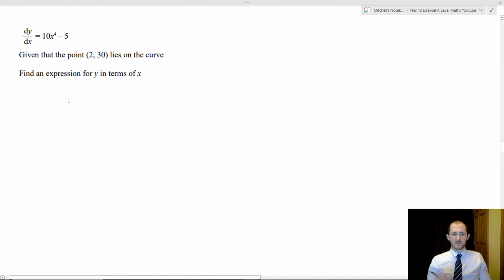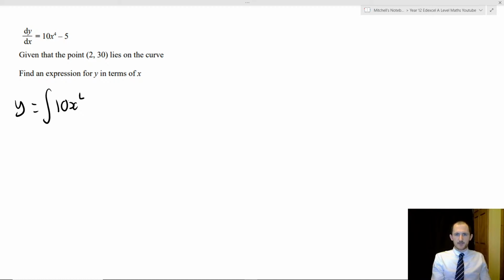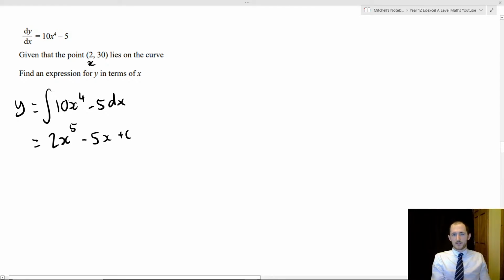Again, something that should be fairly simple by now. Well, I'm hoping anyway. You need to integrate 10x to the 4 minus 5 dx. So that will be 2x to the 5, right? 10x to the 5 divided by 5, so 10 divided by 5 is 2, minus 5x plus c. And then we know that the point (2, 30) lies on it, so when x equals 2, y equals 30.